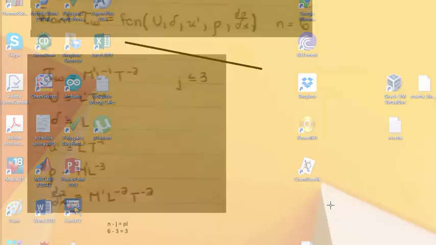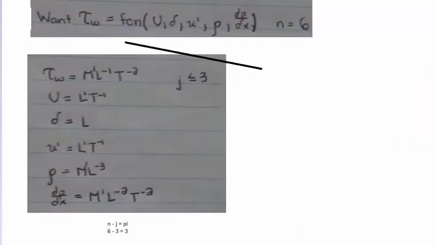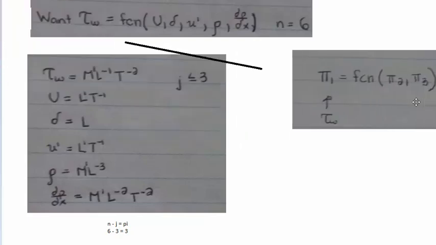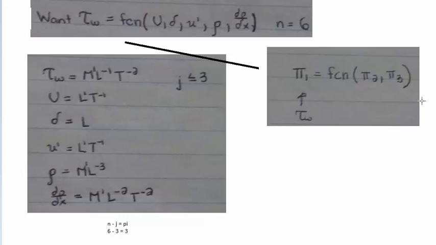Okay, now remember, how many pi groups are we going to get? Well, n minus j gives us the number of pi groups. Here we know we have 6 variables, and we have 3 unique dimensions, so we suspect that we're going to get 3 different pi groups. And remember, what we really want to do in this problem is this. We want a pi group that has the shear stress, and we want to write it as a function of 2 other pi groups. And remember, each of these pi groups is going to be dimensionless.